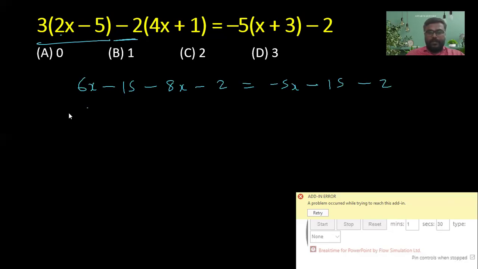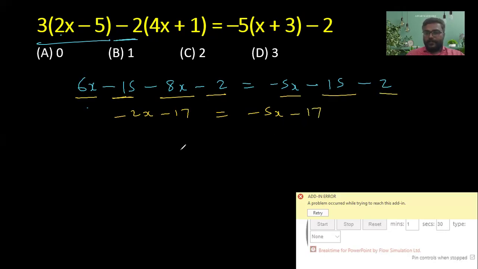Let's try to combine the like terms. 6x minus 8x is negative 2x. Negative 15 minus 2 is negative 17. So here we have negative 5x. Negative 15 minus 2 is negative 17 again.